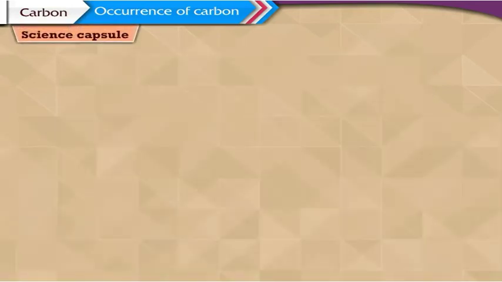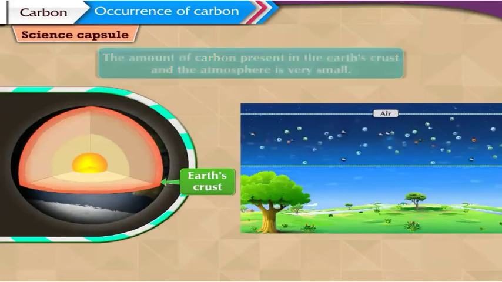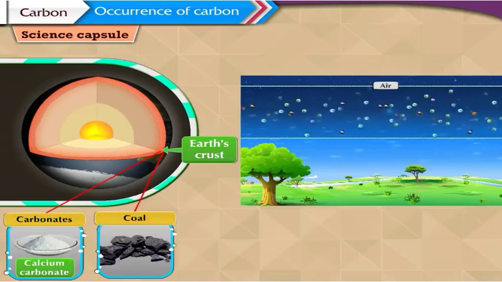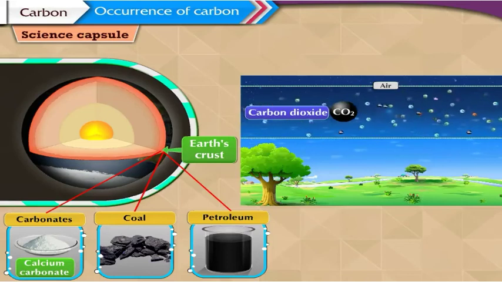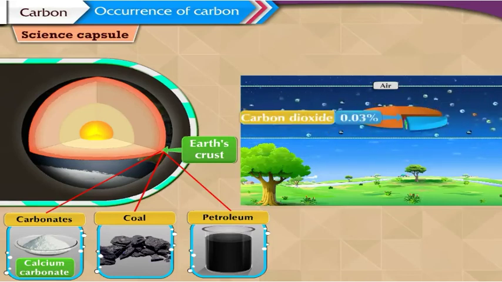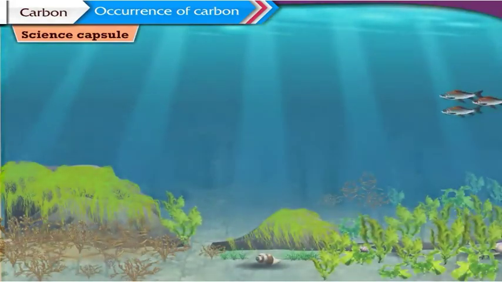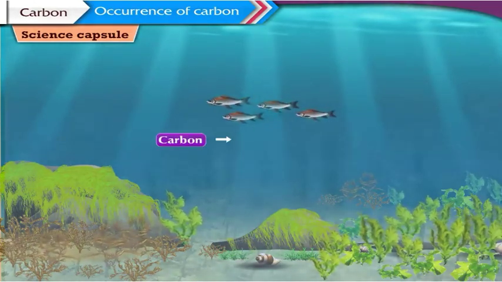Science capsule. The amount of carbon present in the Earth's crust and the atmosphere is very small. The Earth's crust contains carbon in the form of carbonates, coal, and petroleum, and the atmosphere contains carbon in the form of carbon dioxide. The proportion of carbon dioxide in the air is approximately 0.03%. Certain types of plants which grow on the ocean floor have the ability to convert carbon in marine water into calcium carbonate.